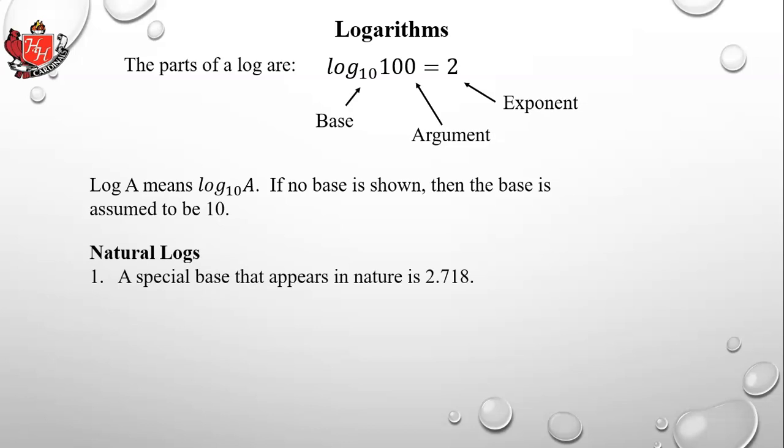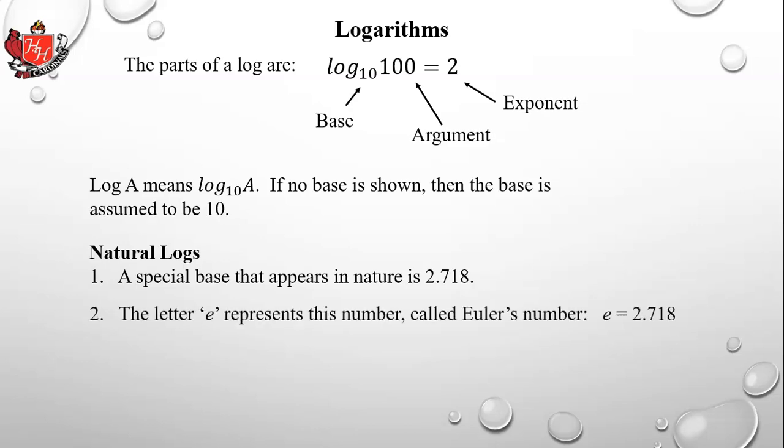Natural logs. Now a special base that appears in nature is e. The letter e represents this number. It's called Euler's number. So e equals 2.718. So e is not a variable. It's just a symbol for that very specific number. And it is an irrational number that goes on forever, but we usually just chop it off after about 3 digits or so.